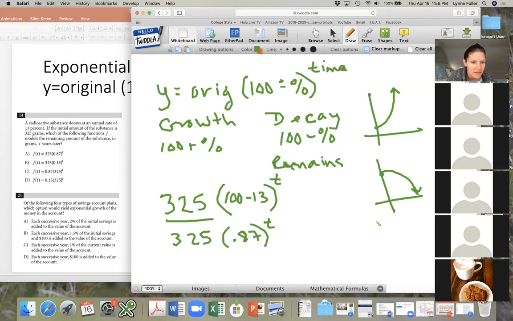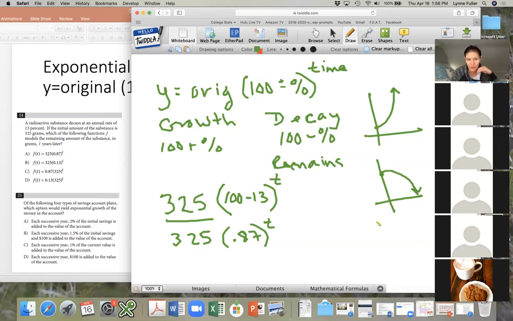So each successive year, 2% of initial savings is added to the value of the account. That's going back to the original amount. So let's do 100. So 2% of 100, I'm going to add $2 every year. That's not exponential. Each successive year, 1.5 of initial savings and $100 is added to the value of the account. So again, 1.5 of 100 would be $1.50 plus 100 would be $101.50 is added to the account every single year. Again, that is a constant. That is not growing at an exponential rate.